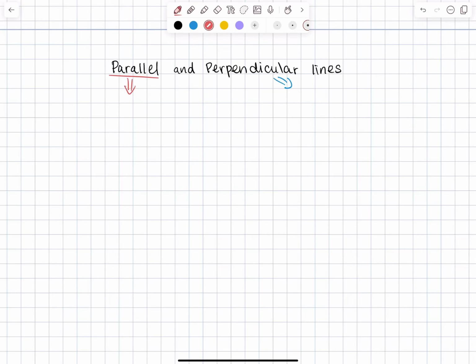Hey guys, in this video we're going to be talking about parallel and perpendicular lines. So for parallel lines, this is when you have two lines that have the same slope. So they have the same slope.